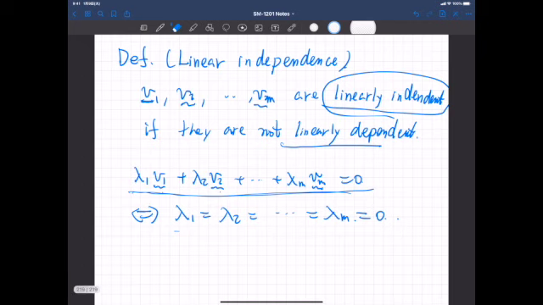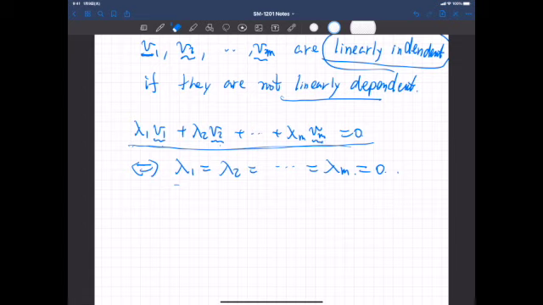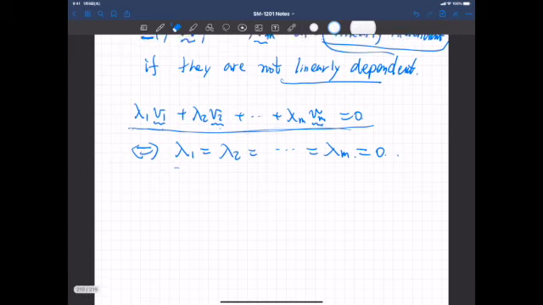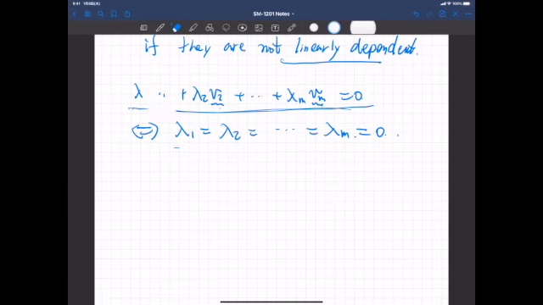Okay, so since linear independence is the opposite of linear dependence, this means no one of these vectors can be expressed in terms of other vectors, right? So we cannot write v1 equal to some linear combination of v2 up to vm. It's not possible. Okay, and same for v2. v2 cannot be written as a linear combination of any other vectors. So in this sense, they are all independent of each other.